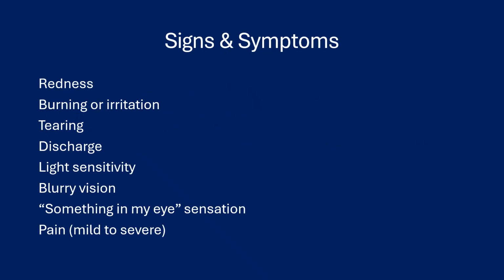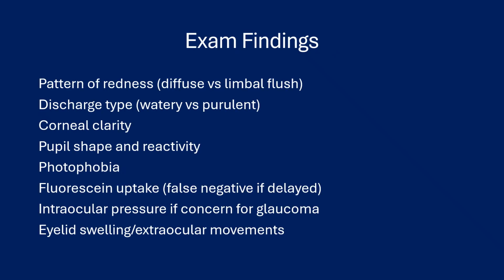Signs and symptoms we, of course, look for in general: redness, burning or irritation, tearing, discharge, light sensitivity, blurred vision. Something in my eye sensation is a common complaint, and of course pain, which can be everything from mild to severe. Exam findings you look for: pattern of redness, is it diffuse versus a limbal flush, discharge type, watery versus purulent, corneal clarity, pupil shape and reactivity to light, photophobia, fluorescein uptake, false negative if delayed.